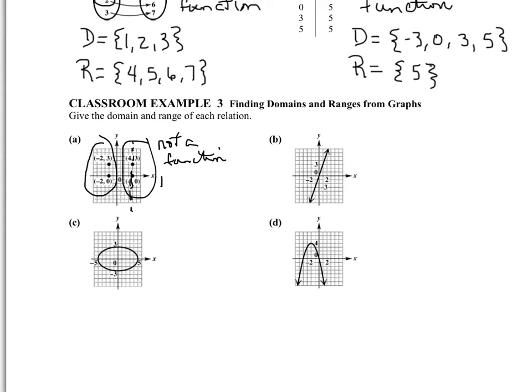Now my domain, I only have 2 different x values in this particular graph. X could be -2 or +4. My range only has 2 values. The 2 y values that you see in these ordered pairs are 0 and 3. So A is done. Let's look at B, and here's what you will notice is different.